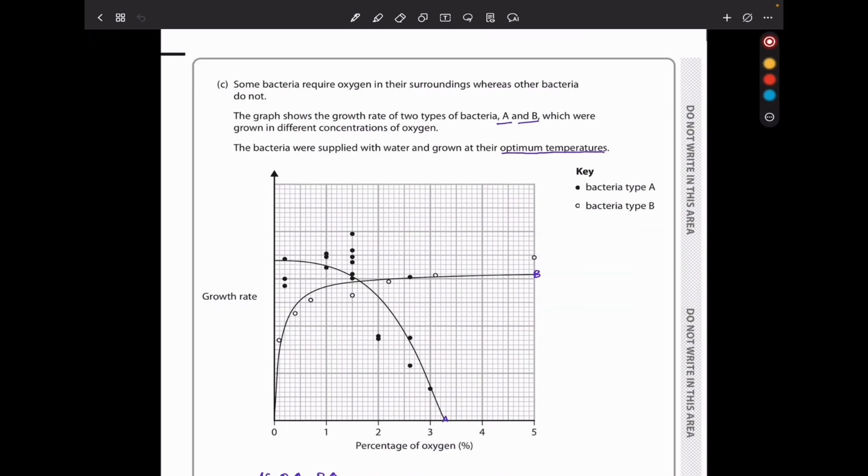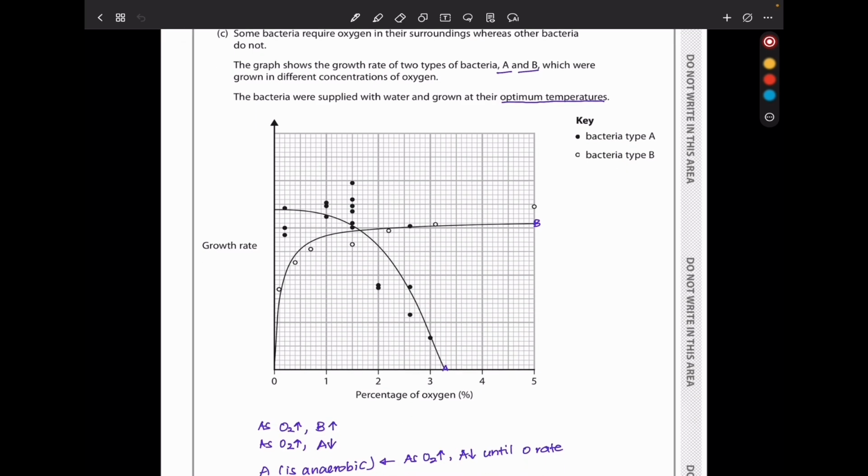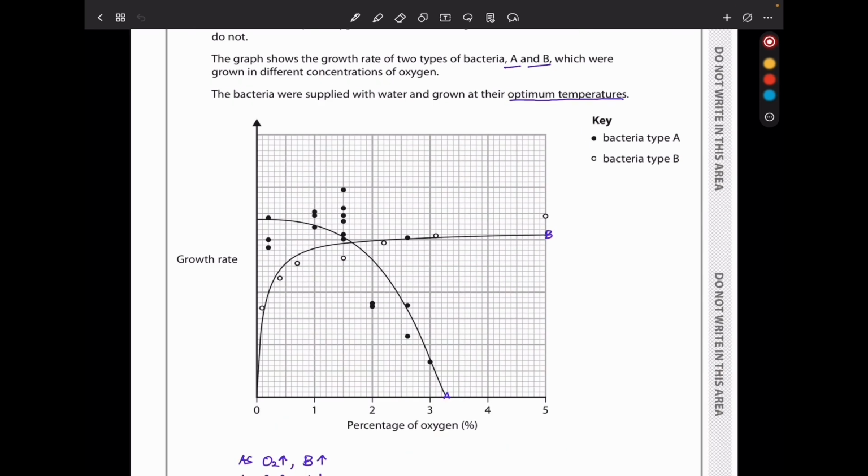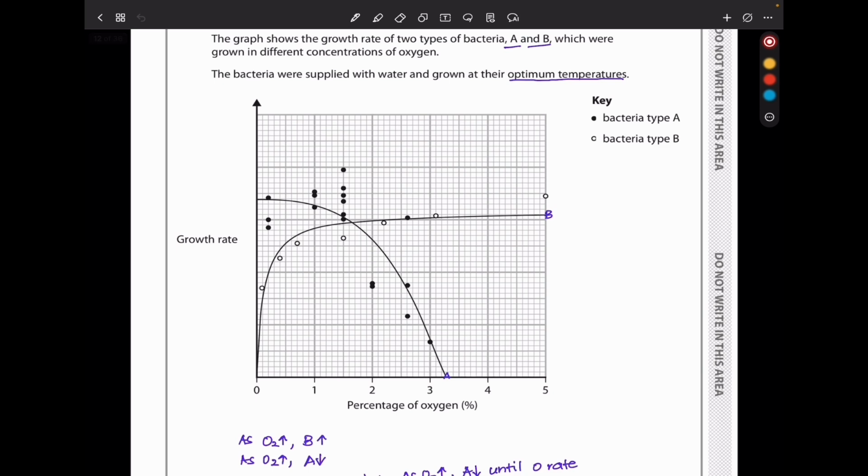In part C, some bacteria require oxygen in their surroundings, whereas other bacteria don't. The graph shows the growth rates of 2 types of bacteria, A and B, which were grown in different concentrations of oxygen. The bacteria were supplied with water and grown in their optimum temperatures. The key shows bacteria type A and bacteria type B. So as the percentage of oxygen increases, the growth of bacteria type B increases, while bacteria type A decreases. So bacteria type A is anaerobic, while bacteria type B is aerobic.